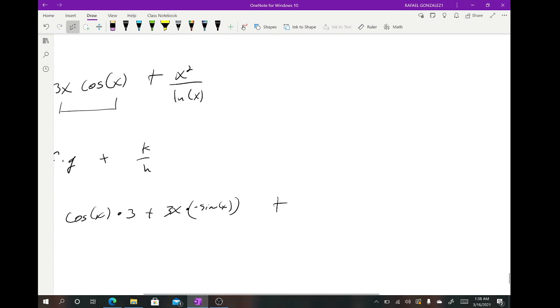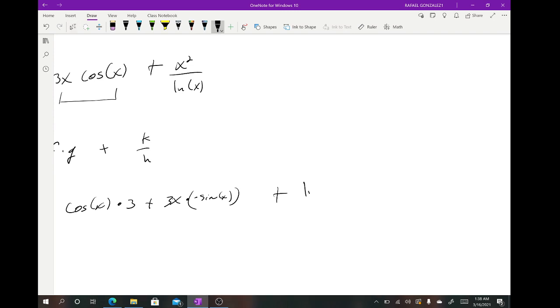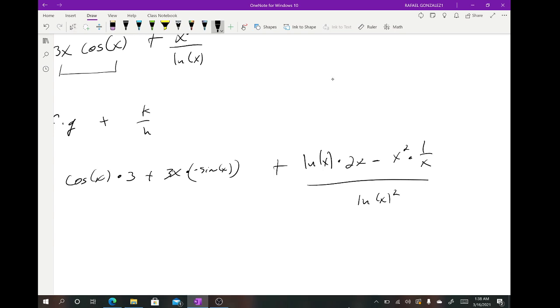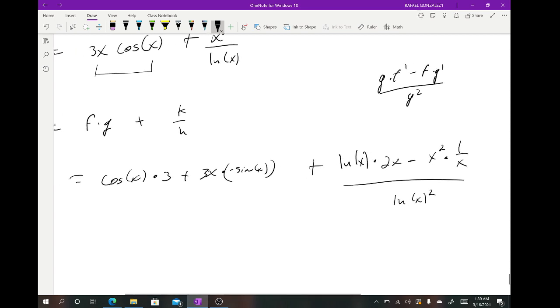So that's ln of x times the derivative of the top, which is 2x, minus x squared times the derivative of the bottom, which is 1 over x, divided by ln of x squared. Remember, this is what I told you: low d high minus high d low. So again, low d high minus high d low, over the bottom squared.